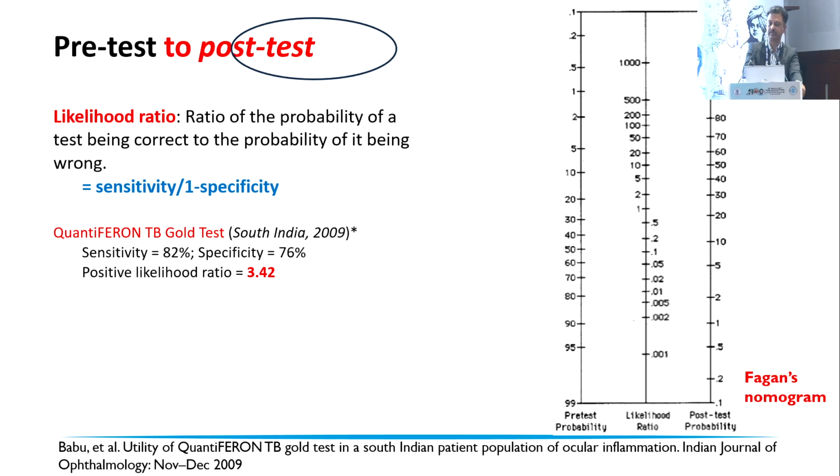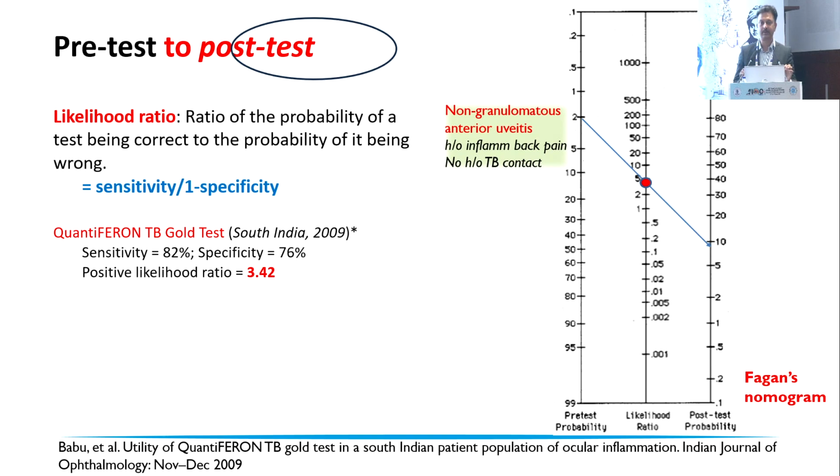Now this is a chart which you are definitely not going to use in your clinic, but this chart has three columns. The middle column is that of the likelihood ratio, and we put a red dot where our 3.42 is. On one side we have the pre-test probability and on the other side we have the post-test. Let's look at three different clinical scenarios. One is a patient with a non-granulomatous anterior uveitis, a history of inflammatory back pain, and no history of TB contact. In this patient, for some reason, you advised the QuantiFERON TB Gold test and it came out to be positive. What does it mean?